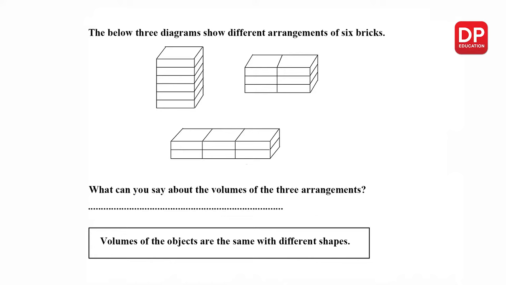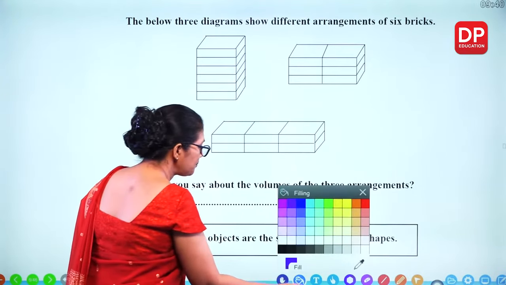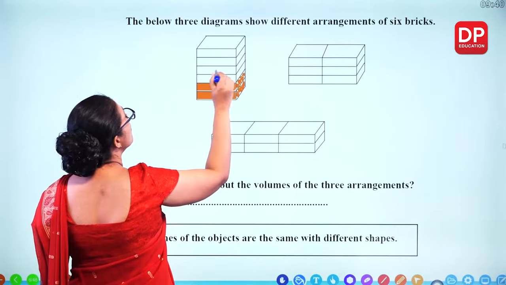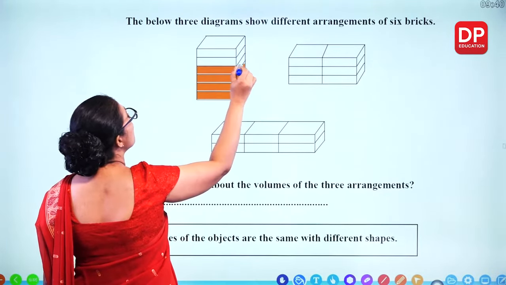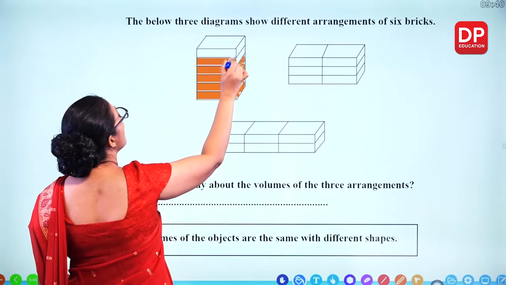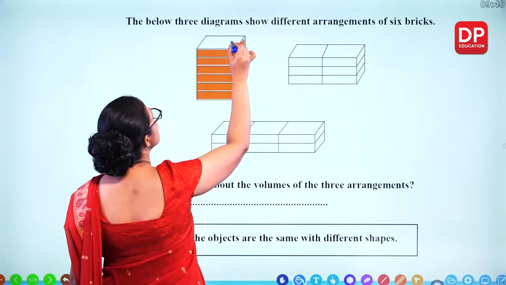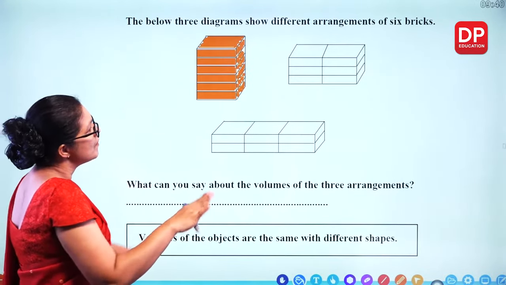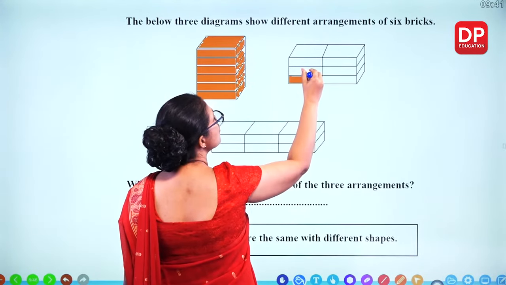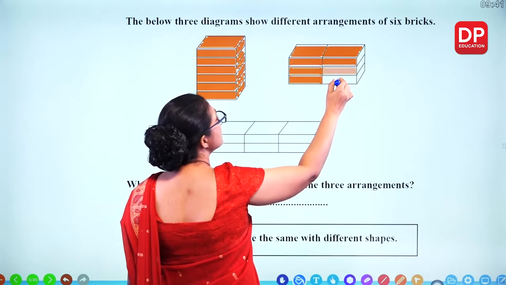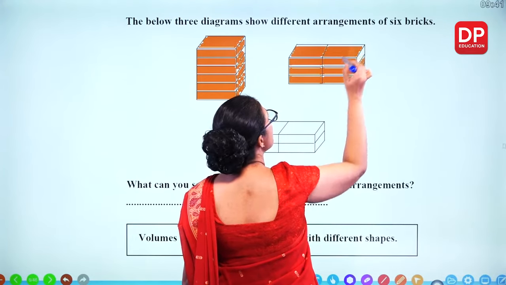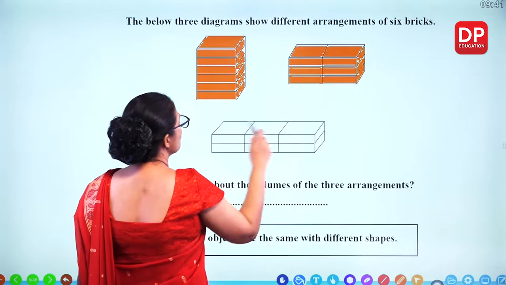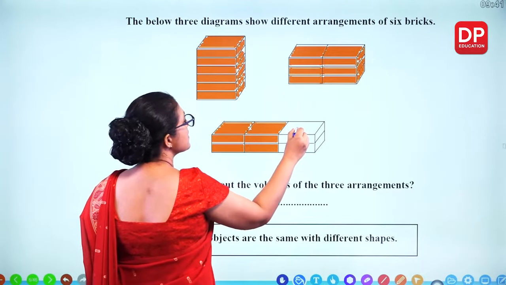The three diagrams below show different arrangements of six bricks. So we'll take a look at that. So this way, 1, 2, 3, 4, 5, 6. So 6 bricks are there. Then the same 6 bricks, we can arrange 3 and 3. 1, 2, 3, 4, 5, 6. So that's another arrangement. Here 2, 2, 2. That's also 6. You get 6 bricks.